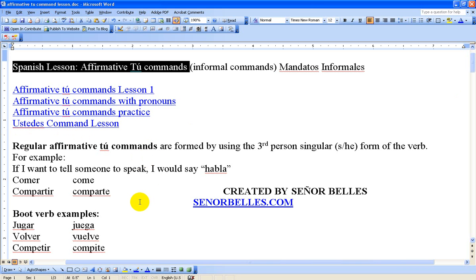So we'll look here first at the top at some regular affirmative tú commands. To form them, we're going to use the third person singular, or he/she form of the verb. For example, if I want to tell someone to speak with the verb hablar, I'm just going to use the he/she form of the verb, which is going to be habla. For comer will be come, and compartir will be comparte. So for regular verbs, we're just going to use the he/she form of the verb. Not too difficult. So this is telling someone to do something.